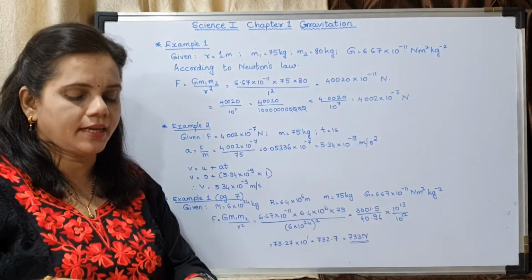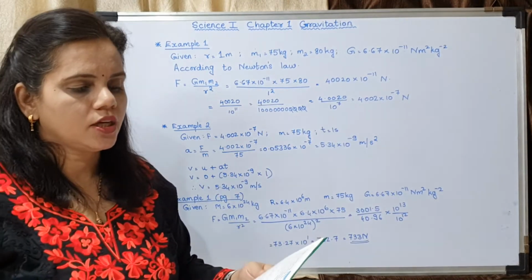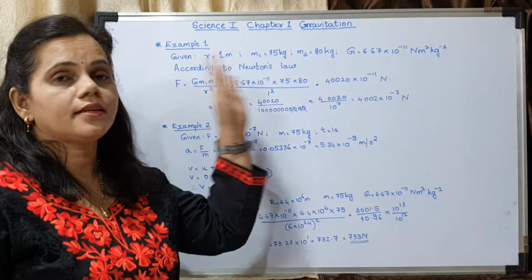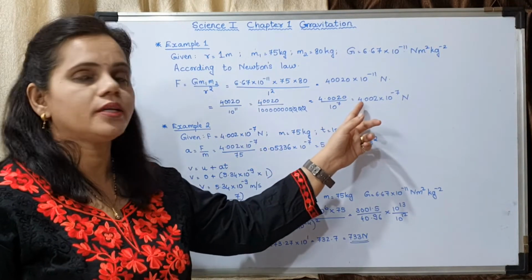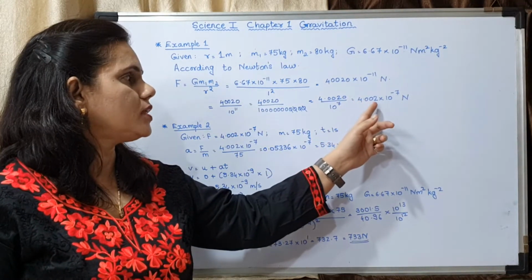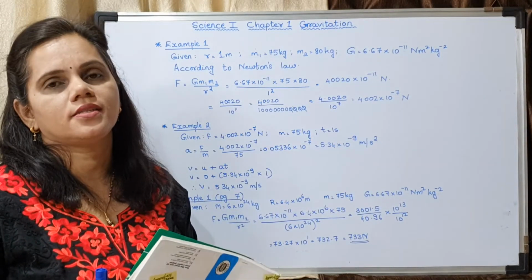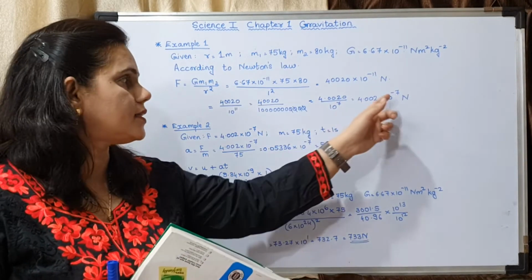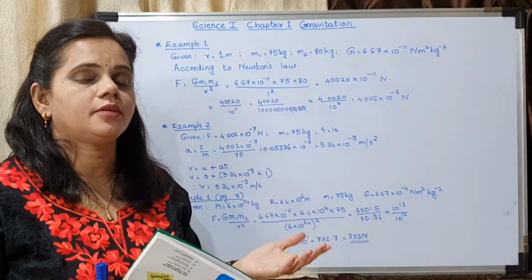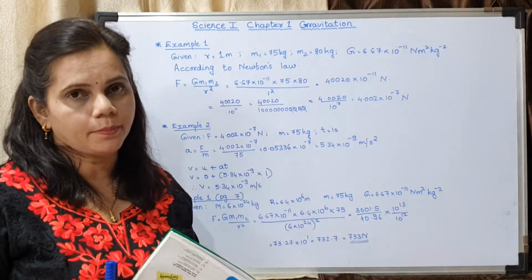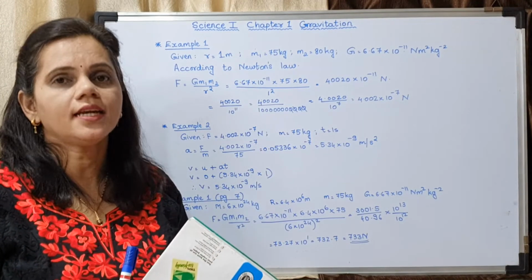Now the next example on the same page. So what is the force of attraction between Mahendra and Virat? The force of attraction between Mahendra and Virat is 4.002 into 10 raised to minus 7. This value is a very small number. It is 10 raised to minus 7, that means 0.0000004. So the value is very, very less.